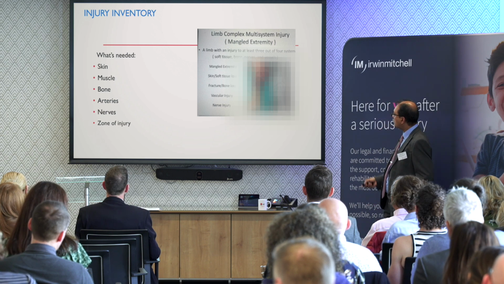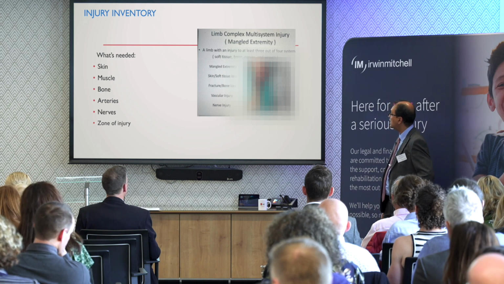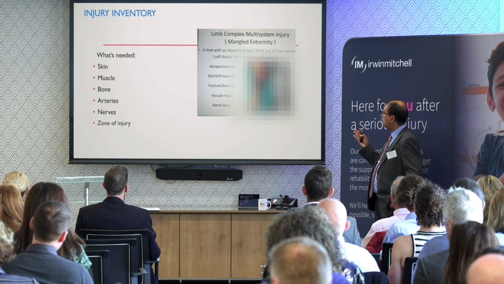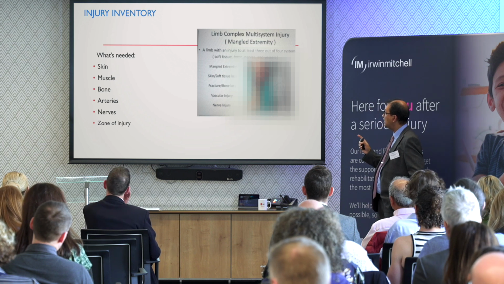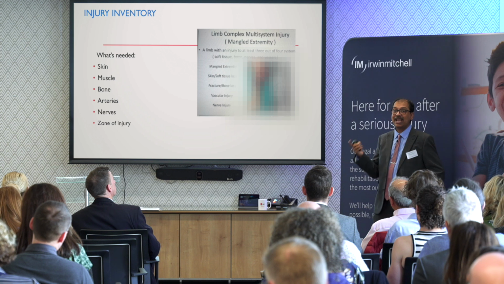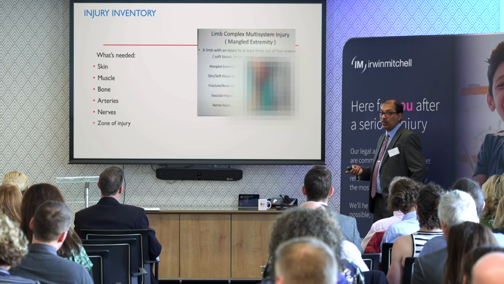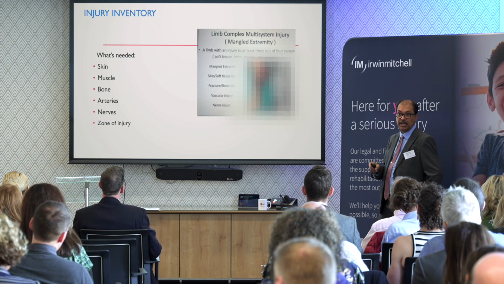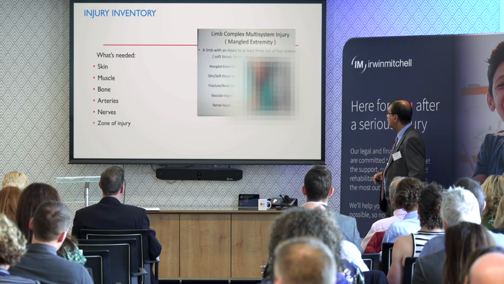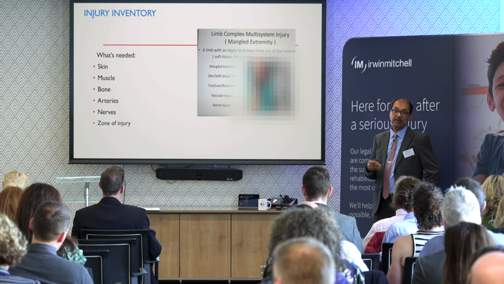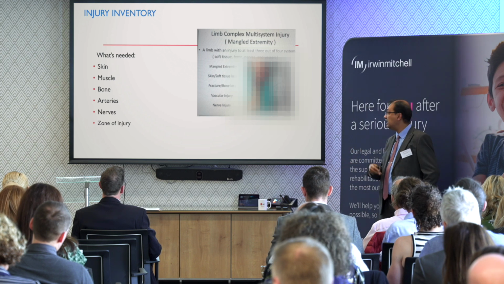So there is a mangled extremity, or a limb with complex multisystem injury, with soft tissue, bone, nerves and vessels. In a mangled injury, you can have skin and soft tissue loss, which can be repaired with a flap or a skin graft. We cannot replace muscle. If the muscle is lost, it cannot be replaced, but skin and soft tissue can be replaced. Fracture of the bone can be repaired, can be externally fixed, can be shortened, can be lengthened.